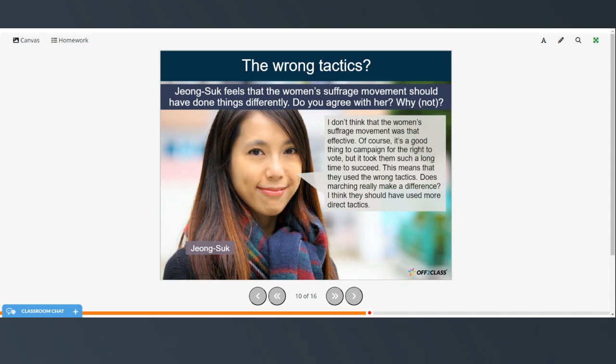Jung Suk feels that the women's suffrage movement should have done things differently. So, do you agree with her? Why or why not? I don't think the women's suffrage movement was that effective. Of course, it's a good thing to campaign for the right to vote, but it took them such a long time to succeed. This means that they used the wrong tactics. Does marching really make a difference? I think they should have used more direct tactics.